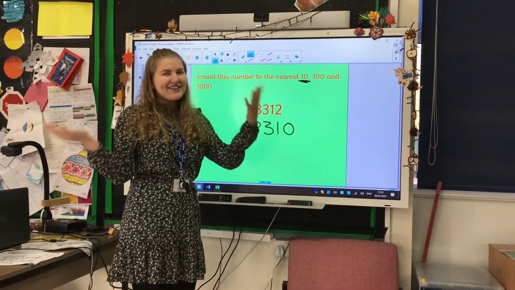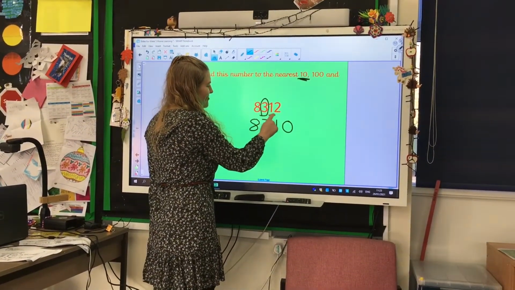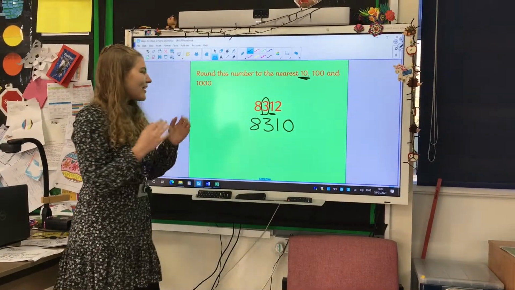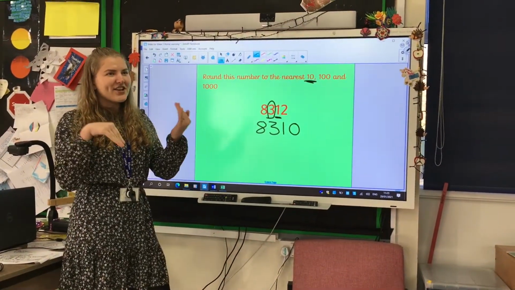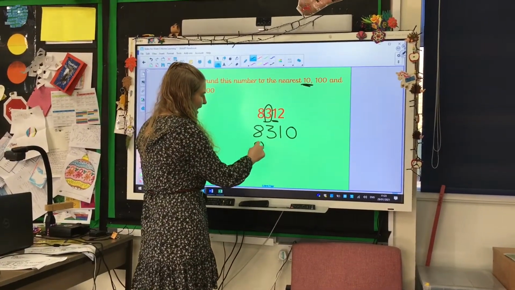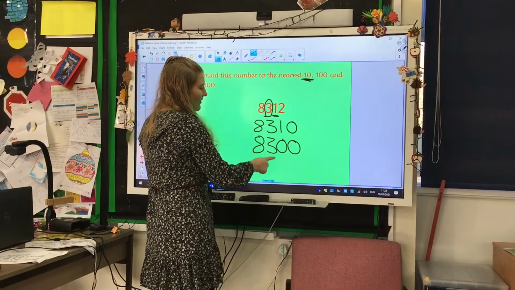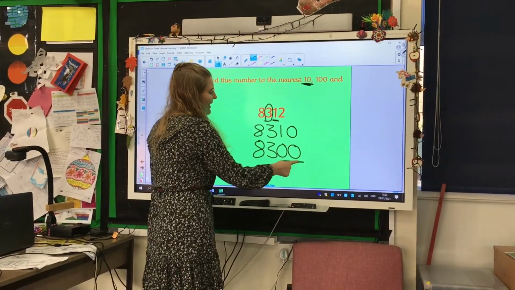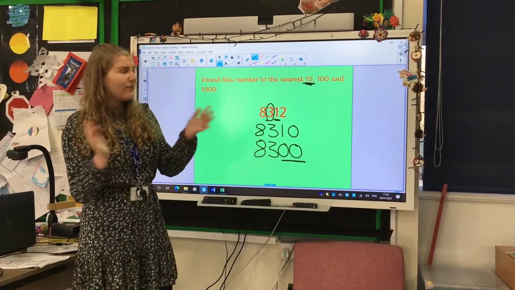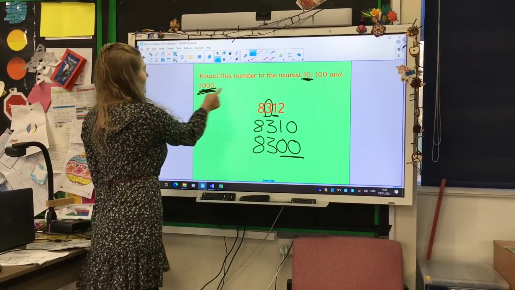There we go. Right, let's try it to the nearest 100. If we're rounding to the nearest 100, we circle the hundreds. There we go. Underline next door. Think about that 1. Is it going to go up? Is it going to go down? It's going to go down. So the answer is going to be 8,000 and then 300, okay? Because we're rounding to the nearest 100, we're going to have at least 2 zeros at the end. Nice and easy.